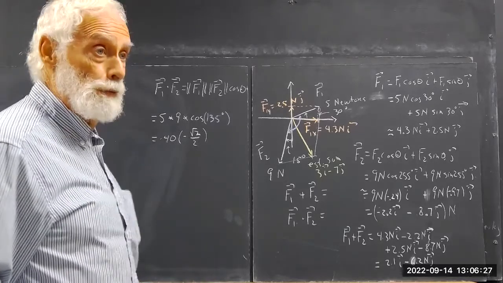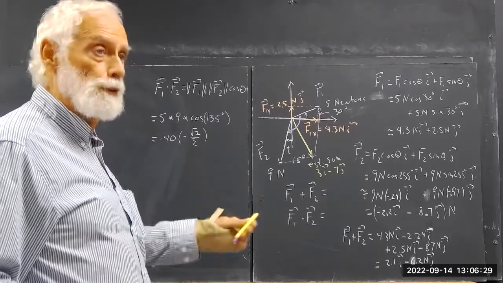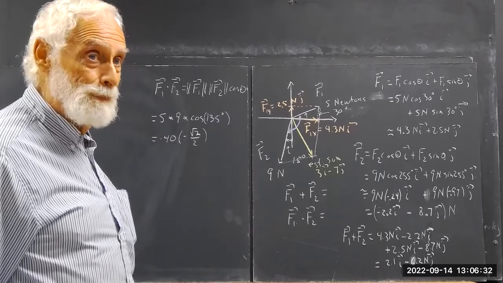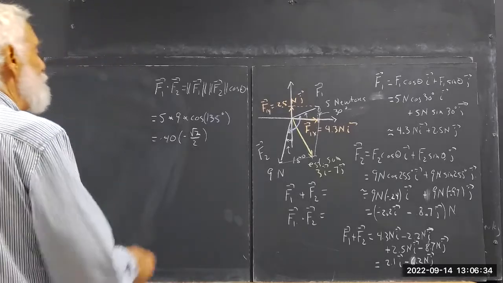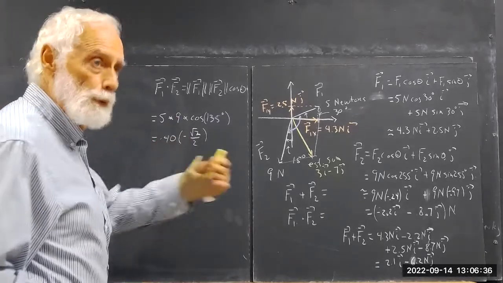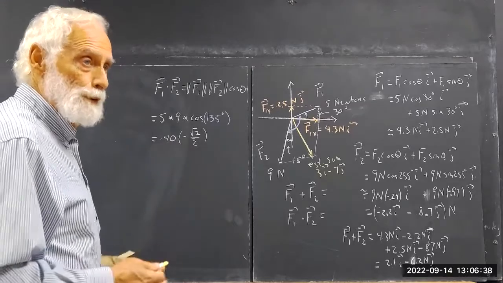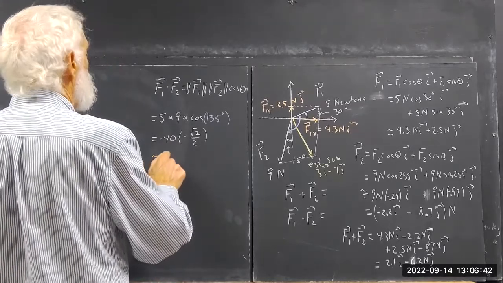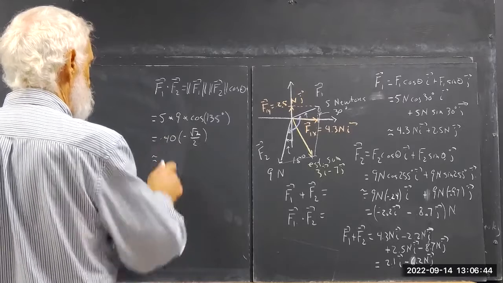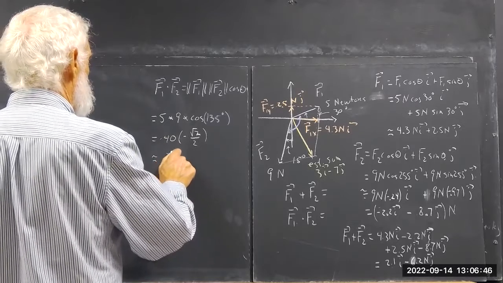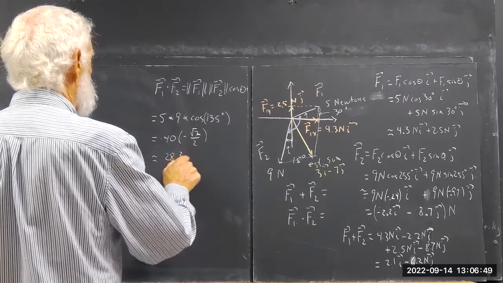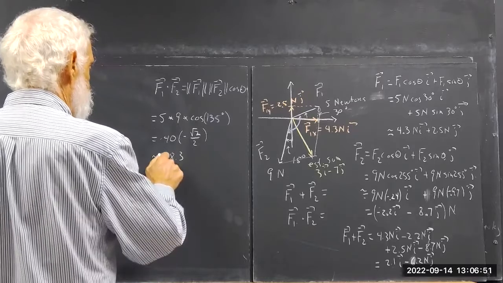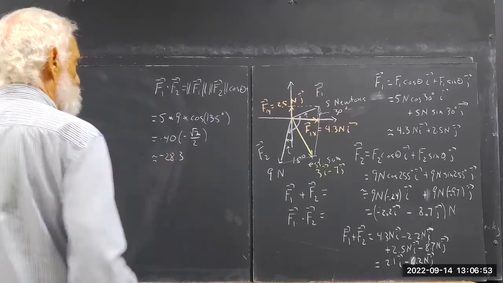And square root of 3 over 2 is 1.7. Well, square root of 3 is 1.732. Okay. So square root of 2 over 2 is half of 1.414, which is 0.707. So that's approximately equal to 0.71 times 40, which is 28.4. I'm going to say 28.3. And it's negative.